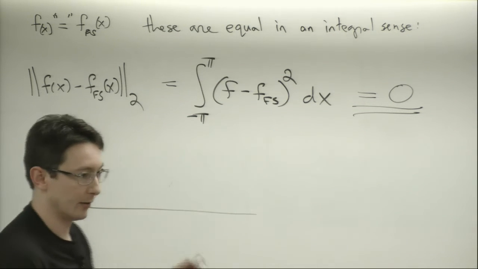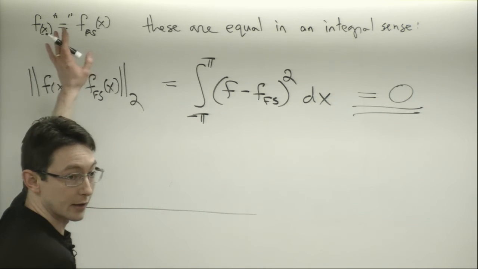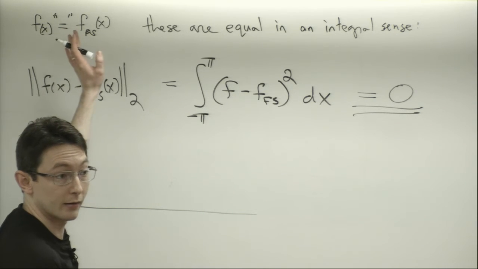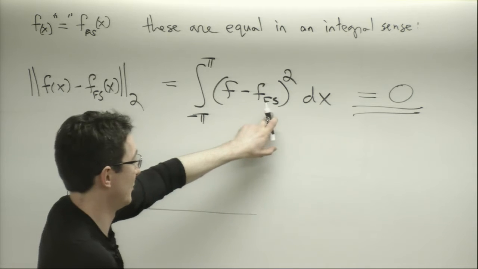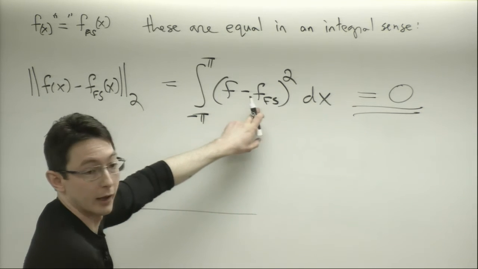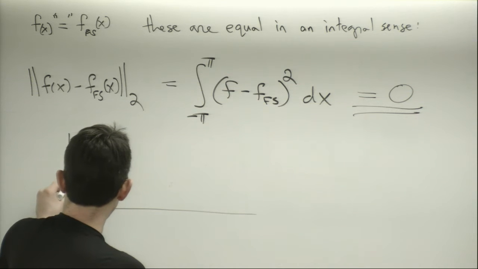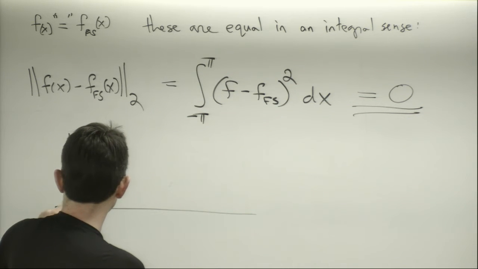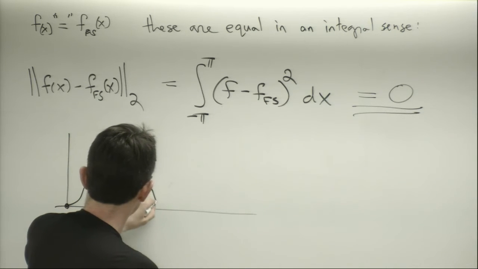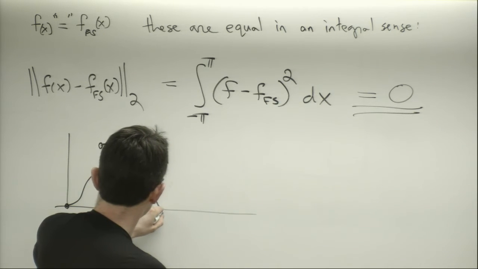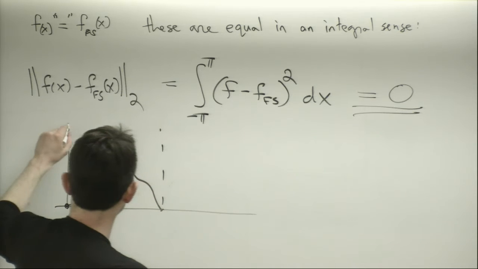Now, why am I making all of this fuss about infinite dimensional vector spaces? Why don't I just say that the functions are equal at all points x? Because this basically would only be true if my functions were equal at all points x, right? Okay, so let's say that this is my function that's 2 pi periodic.